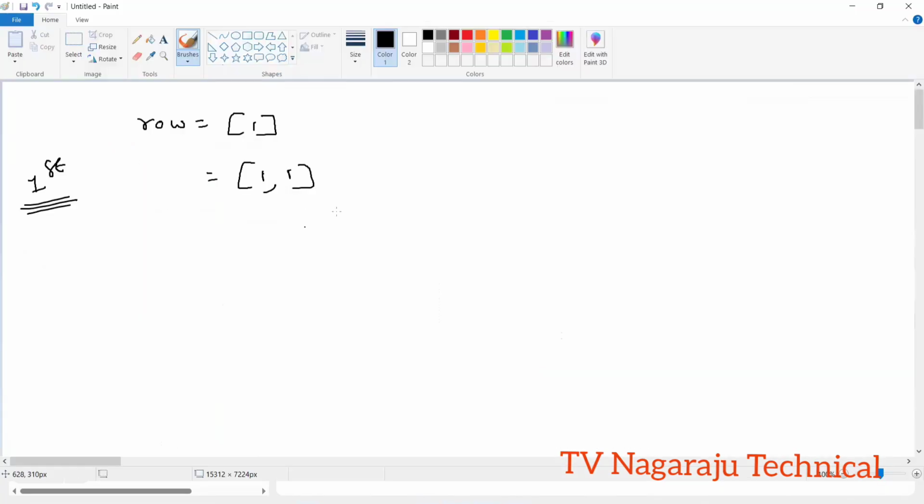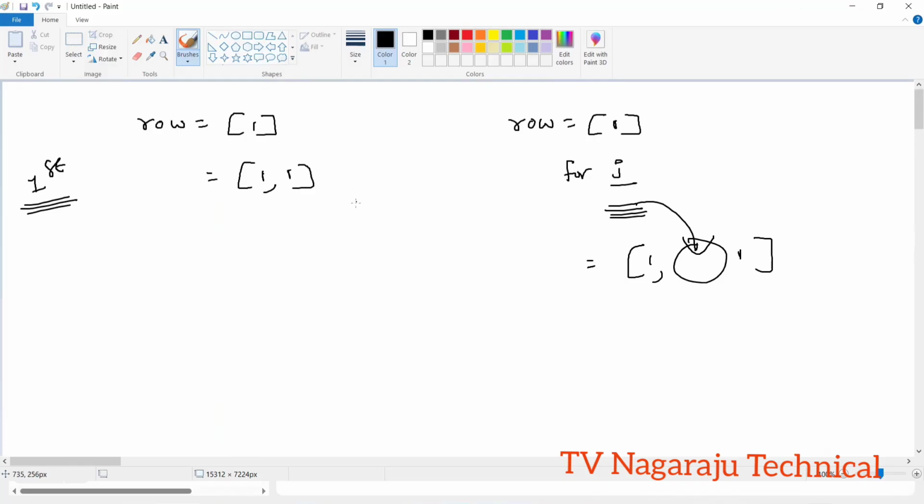Suppose you want to get the second row, same procedure. Initially, row is equal to 1. Within the j for loop, you do some calculations, and after that, I append the value 1. 1 comma 1, and in the middle you calculate this value. How do you get the values? I am at the second row. Suppose 1, 1, 1. 1, 2, 1. Sum of the previous two values.